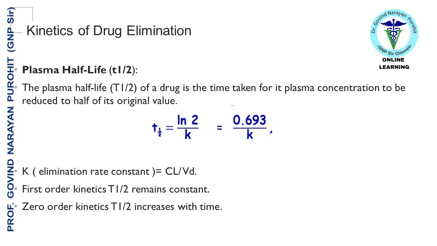Plasma half-life, T1/2. The plasma half-life, T1/2, of a drug is the time taken for its plasma concentration to be reduced to half of its original value. K, the elimination rate constant, equals Cl/Vd. In first order kinetics, T1/2 remains constant. In zero order kinetics, T1/2 increases with time.